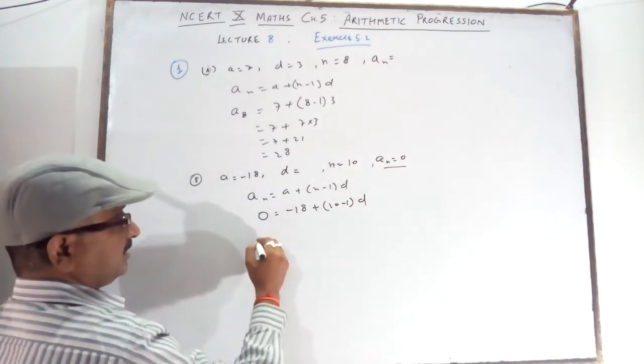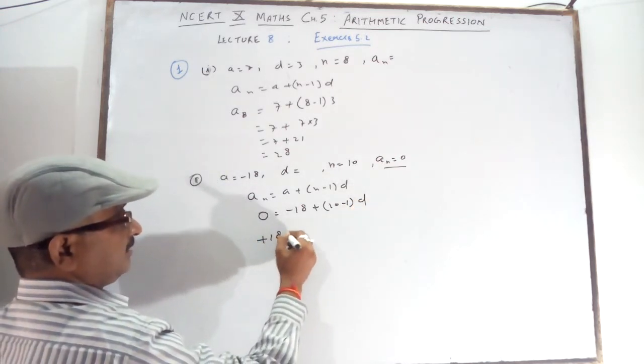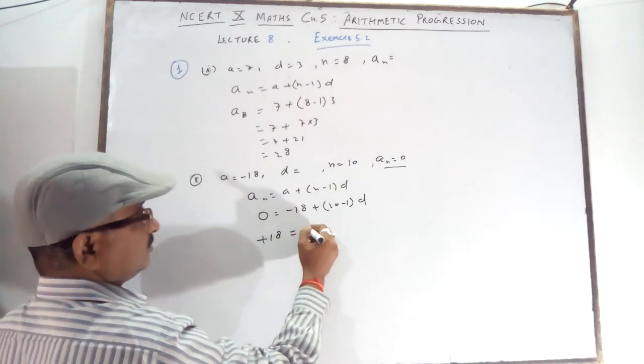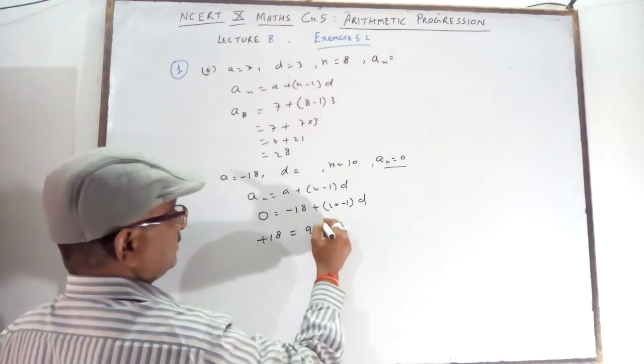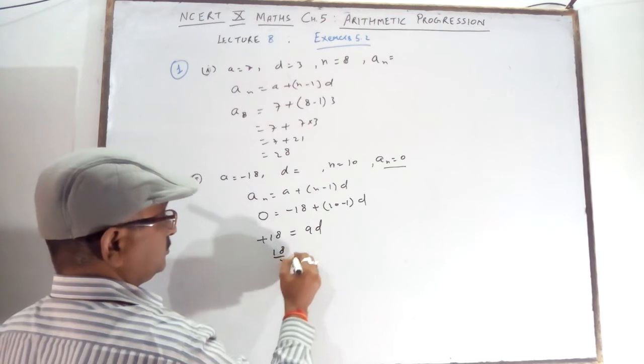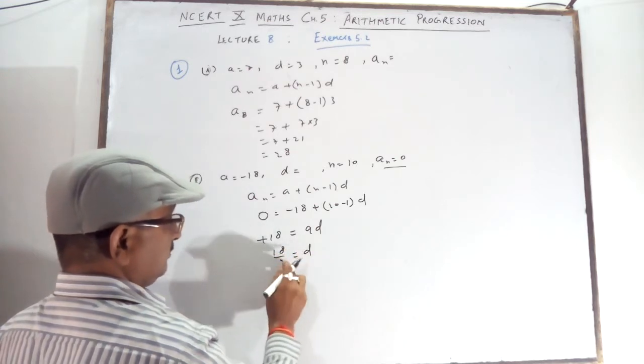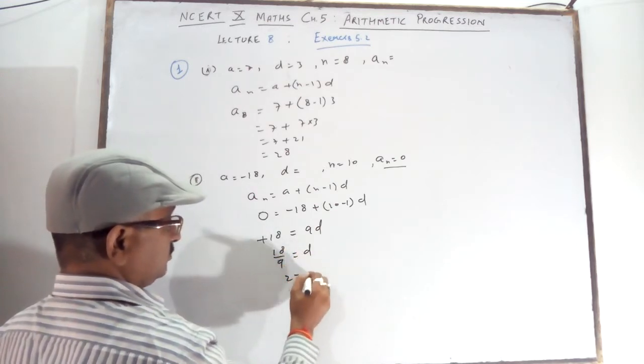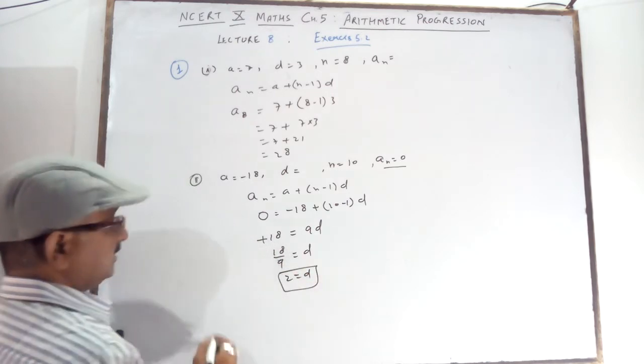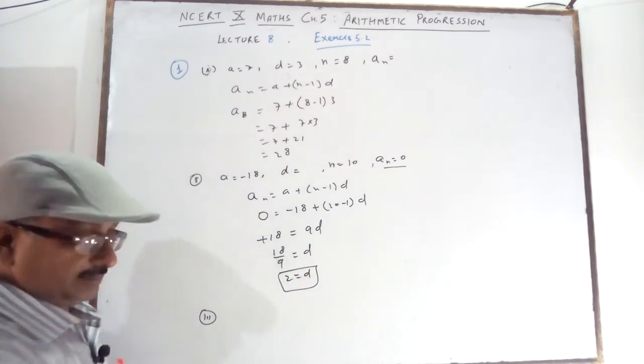So minus 18 will come here, then plus 18 is equal to 9D. Then 18 by 9 is equal to D, so 2 is equal to D. You are getting this. Third part is given.